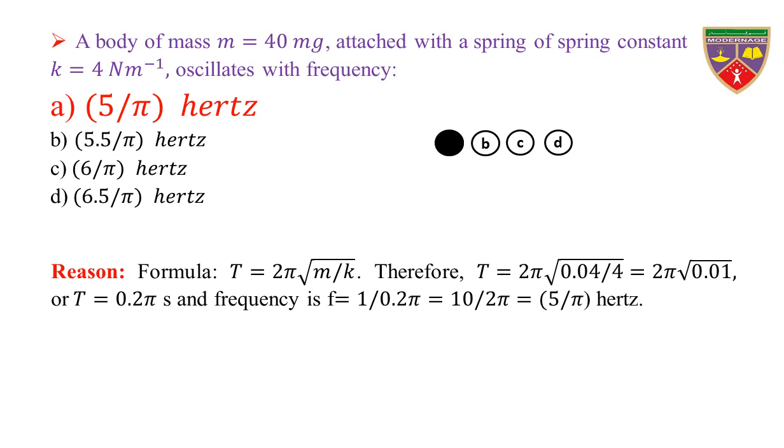0.04 divided by 4 square root, which is equal to 2 pi into 0.01 square root, and 0.01 square root is equal to 0.1. Therefore, T is equal to 0.2 pi seconds, and frequency is the reciprocal of the time period. Therefore, f is equal to 1 by 0.2 pi, which is equal to 10 by 2 pi, which is equal to 5 by pi hertz. Hence, the body oscillates with frequency 5 by pi hertz.